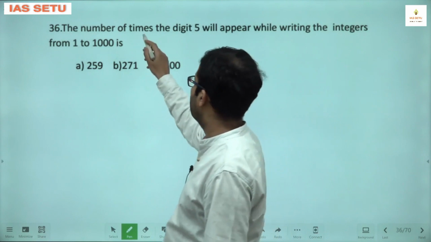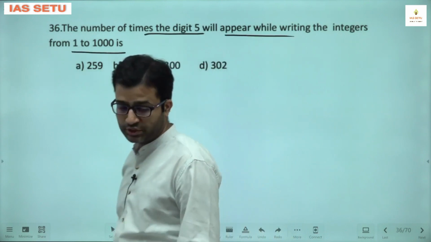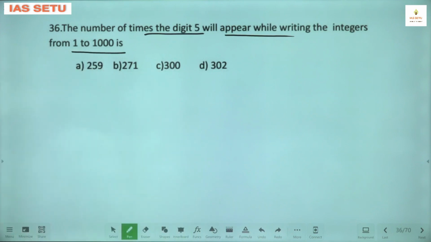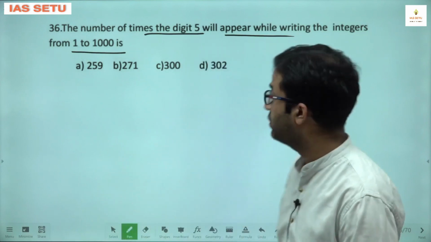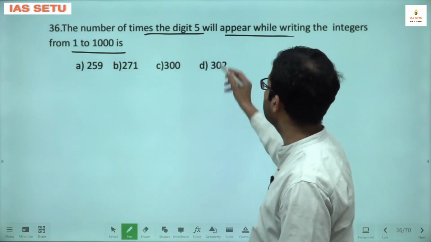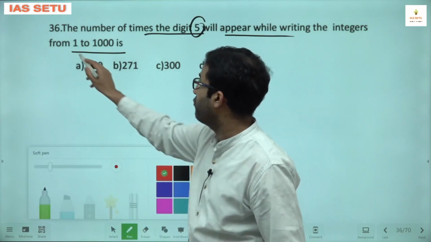Question number 36: number of times the digit 5 will appear while writing the integers from 1 to 1000. Just see this question. Now here, this is the number of times the digit 5 will appear while writing the integers from 1 to 1000.